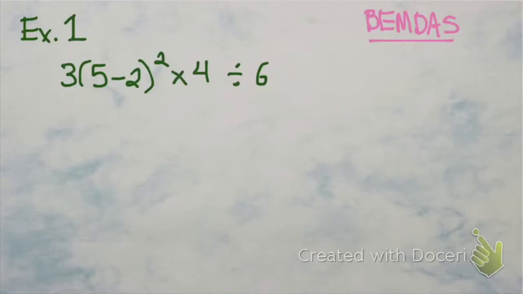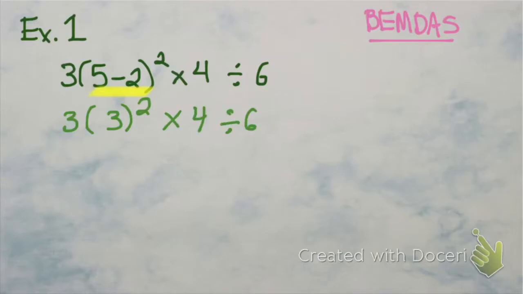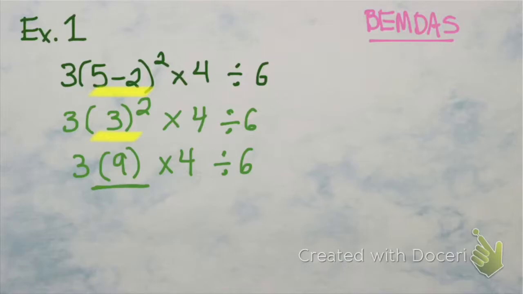The first thing that I see here that's catching my eye is the brackets. 3 times 3 squared times 4 divided by 6. And then if I keep going, the next thing that catches my eye is this 3 squared, because this is exponents. So 3 times 9 times 4 divided by 6. Now, why did I keep my brackets around the 9? If I didn't keep my brackets around the 9, it would look something like this, which is just confusing because it looks like it's 39, but it's not.